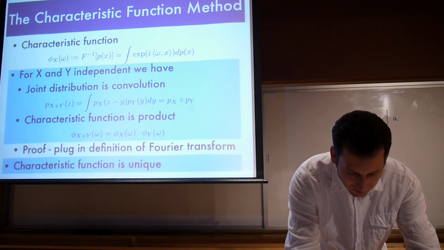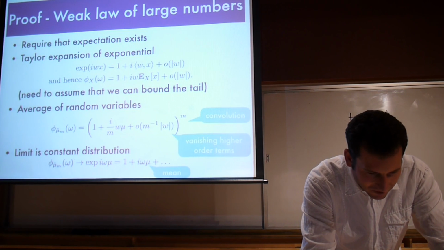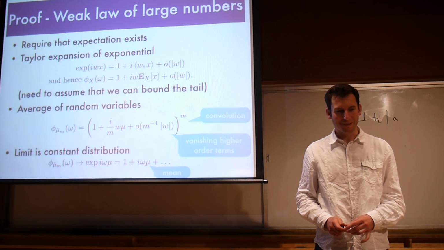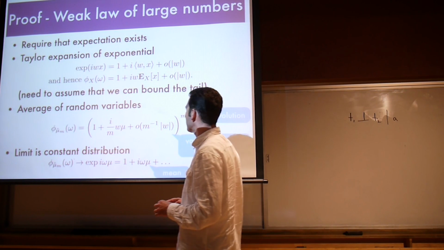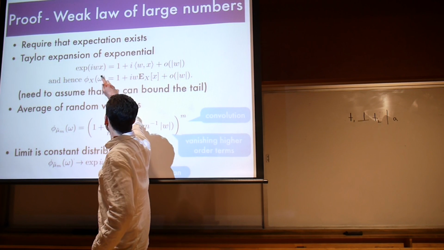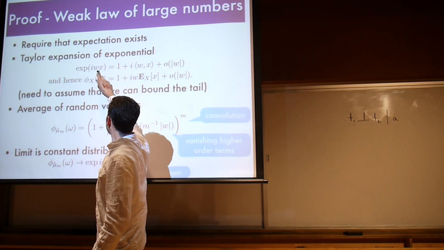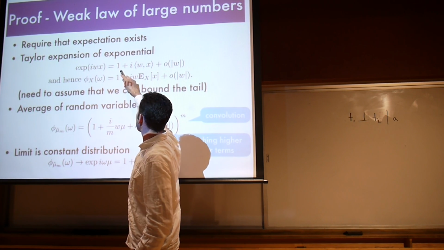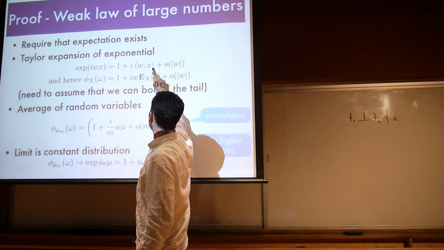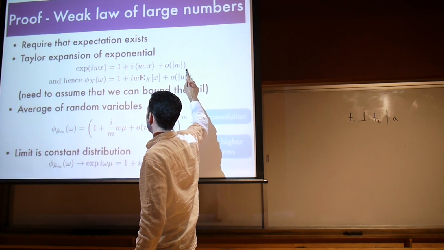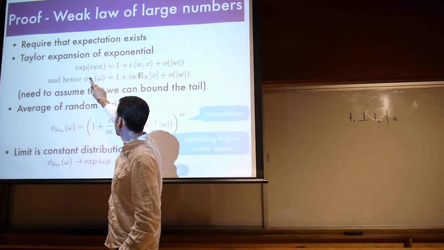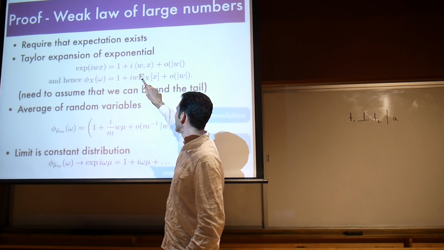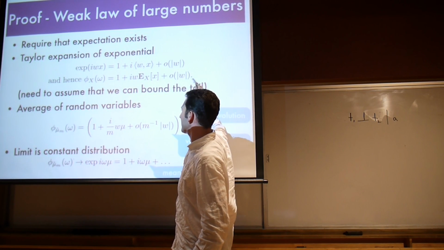Anyway, now let's prove the weak law of large numbers. I do require that the expectation exists. This is quite a strong requirement, but okay, let's assume that. Then I can just Taylor expand e to the i omega x. It's just 1 plus i omega dot x plus a higher order term. Therefore, the Fourier transform, which is just the expectation of this, is 1 plus i omega times the expectation of x plus something that's a higher order term.